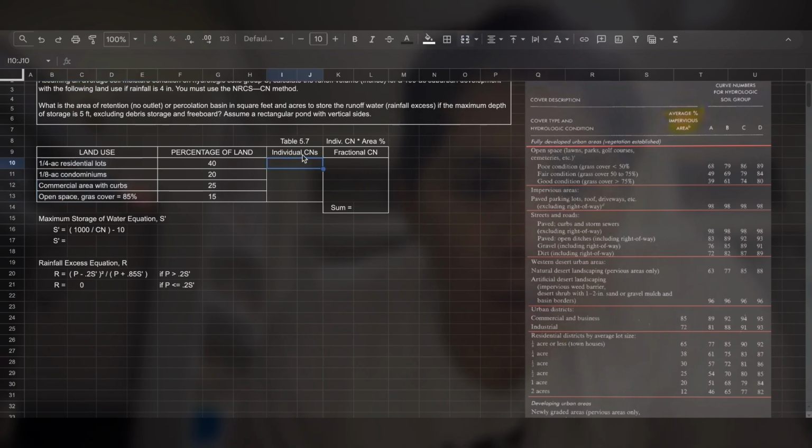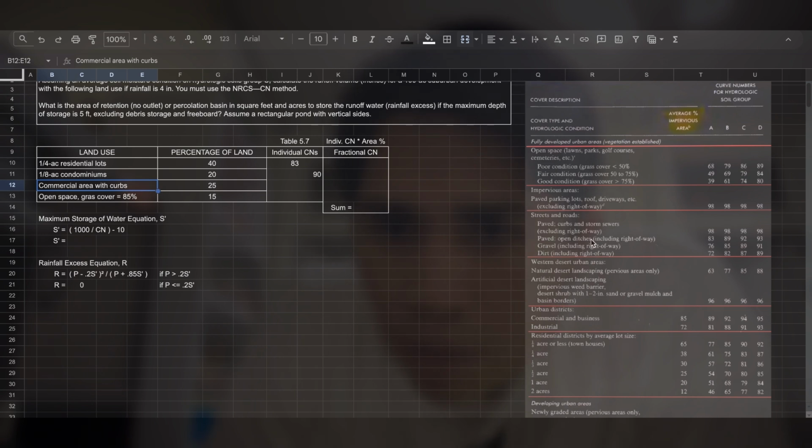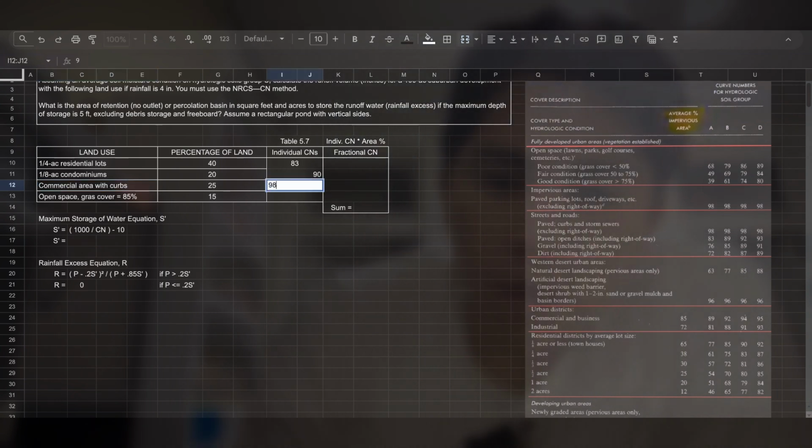So let's start. First, we find the individual curve numbers for 1/4 acre residential lots. So we're down here, type C, which in our case would be 83. 1/8 of an acre, type C, would be 90, so we type 90 here. Commercial area with curbs, we're going to find the name as it is here. It's not in this table, but when I solved this problem, I used curbs and storm sewers. So I use the value of 98 here, and we can put that in there.